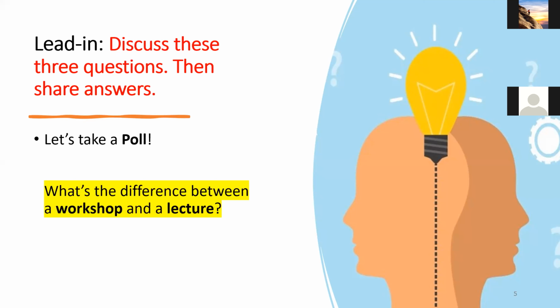Guys, in a workshop, hands-on, there is a lot of practice, a lot of work, a lot of activities. But in a lecture, it's not interactive. It's just like a kind of speech. Someone is talking all the time and you're listening all the time. No interaction. So the word that differentiates a workshop from a lecture is the level of interaction.